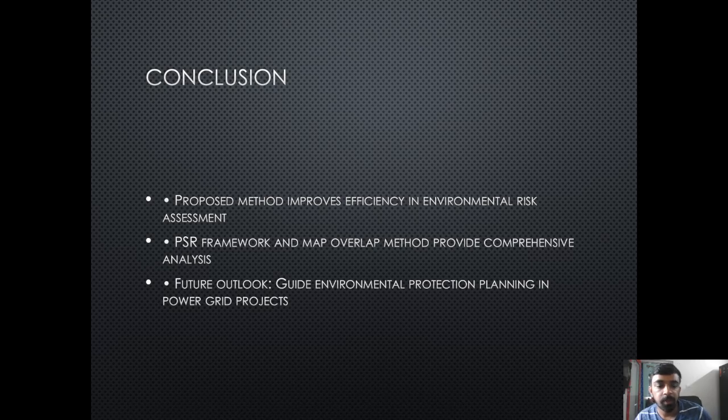This proposed method improves the efficiency of the environmental risk assessment, and the two main methods used to measure the environmental status are the PSR framework and the map overlay framework. These both methods provide a comprehensive analysis on the environment. The future outlook or the future research guidelines are this helps to guide the environmental protection planning in the power grid project presentations.